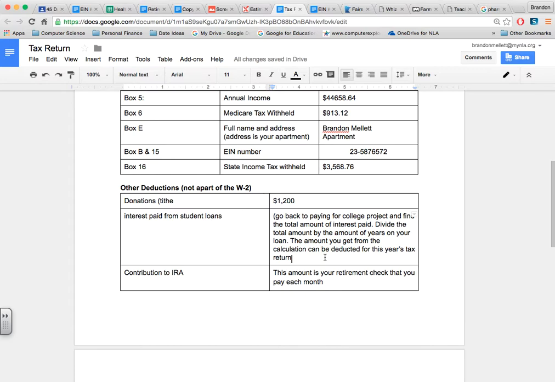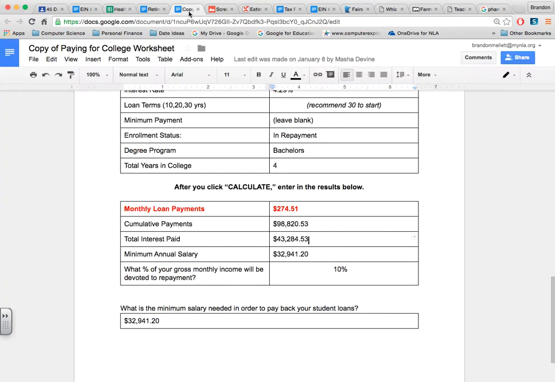The next one is interest paid from student loans. When we started this semester, we looked at how much college debt you would have to pay at the end of 4 years. So you're going to have to go back to Google Classroom, scroll pretty much all the way down to when we started the class, and look to see how much it is. So on this document here, this is the college worksheet. There was a box here called total interest paid. So for this example, $43,284.53 is how much interest I would be paying on the student loans for a 30-year.